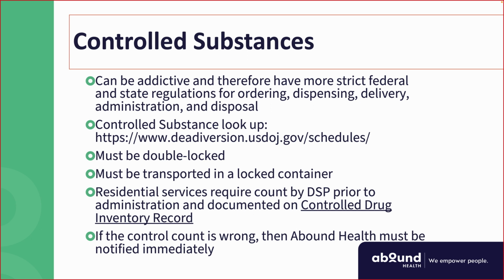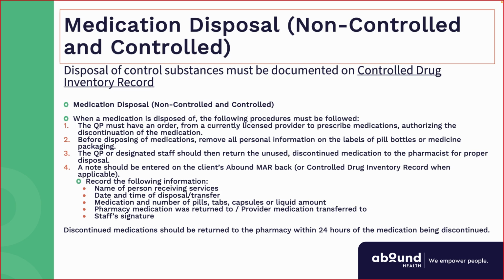Residential services are required to count. The DSP is required to count prior to administration and document on a controlled drug inventory record. If the control count is wrong, then Abound Health must be notified immediately. This is Abound Health's policy for disposal of medications. Disposal of controlled substances must be documented on a controlled drug inventory record.